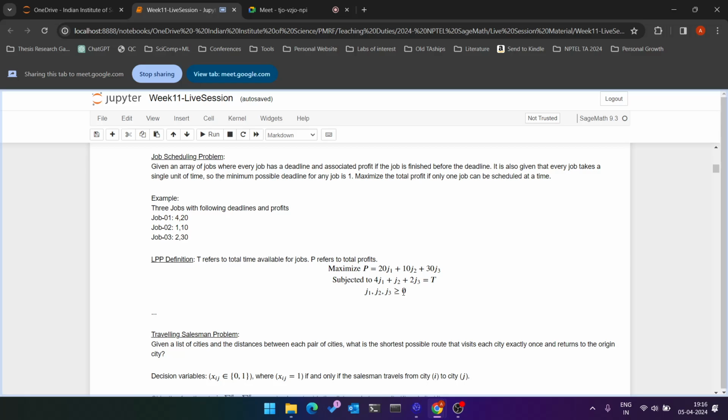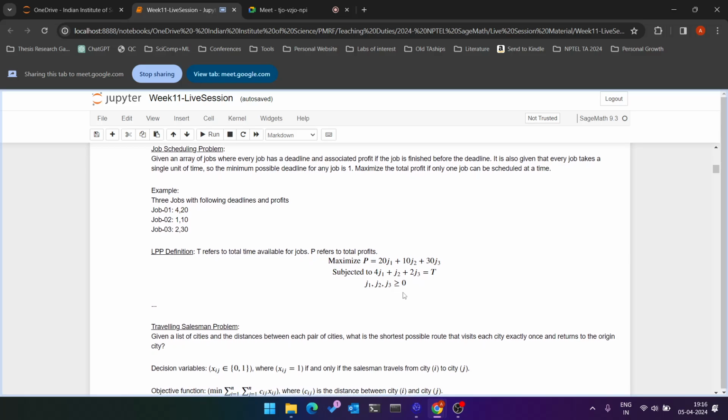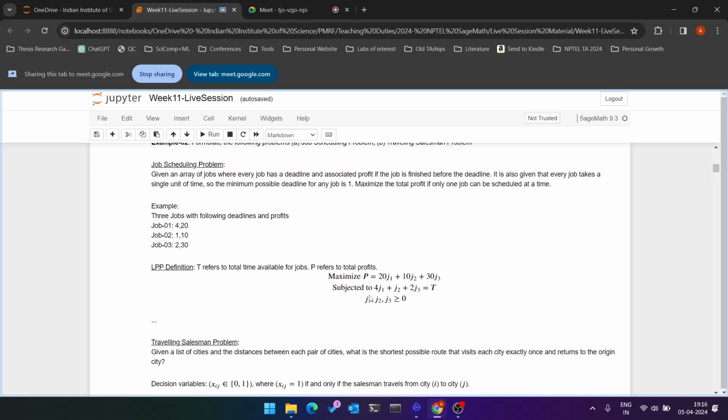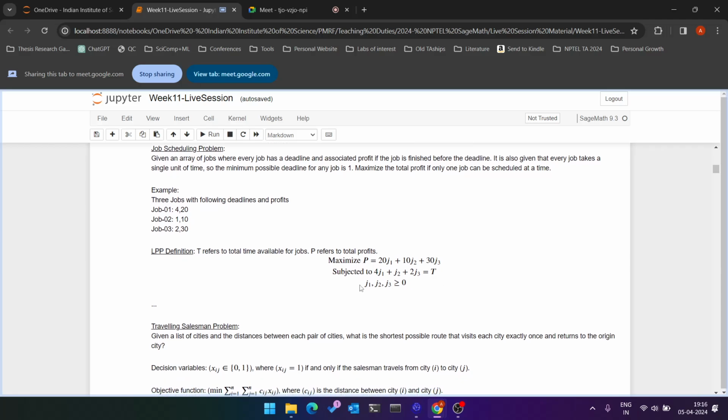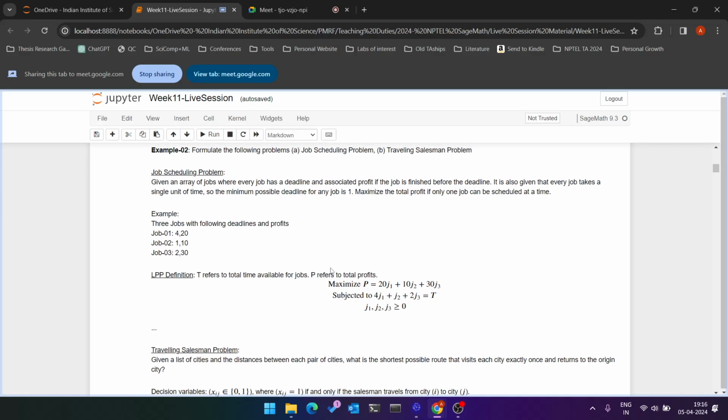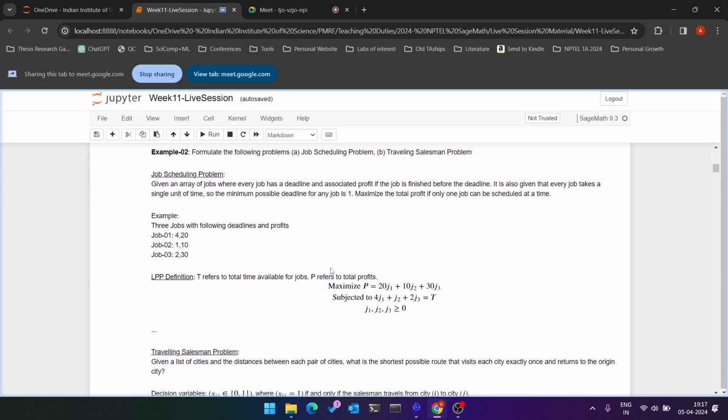non-negative. So each job has some amount of time associated with it and is carried out a non-negative integer number of times, where J1, J2, J3 are basically non-negative integers. So this is the time constraint we have, and this is the profit that we have. So that is how a very simple form of the job scheduling problem could be written down.